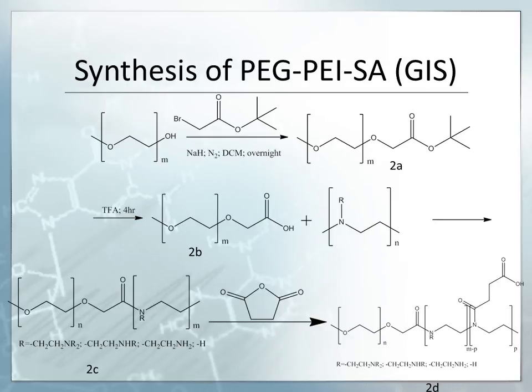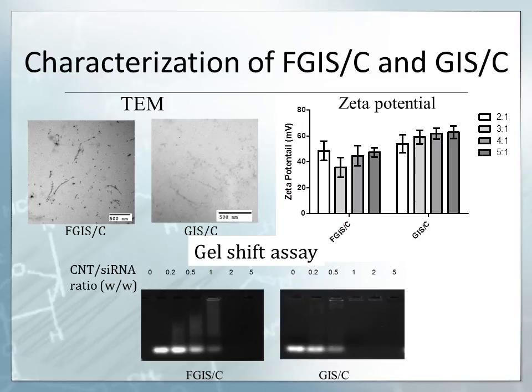This one is easier because there is no folic acid, and I just react the PEG with some of these reactions, and then with PEI, and at the end modify it with succinic anhydride. So here is how the nanotube looks like. It's again the TEM, the gel shift assay, and the zeta potential.